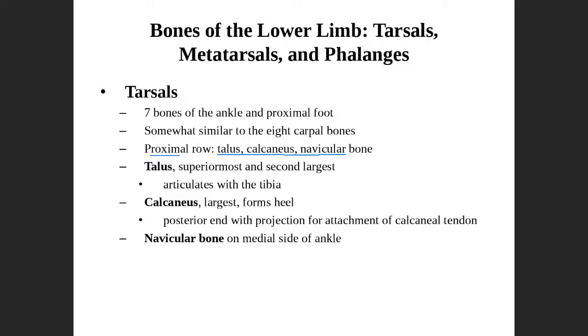Start with the easiest one to identify. The heel bone is the calcaneus bone. That's the largest one. And then there's 2 bones directly in front of it, and a little bit superior. The talus makes up your ankle joint primarily. And then in front of that, on the medial side of your foot, is the navicular bone. So those 3 make up the proximal row.